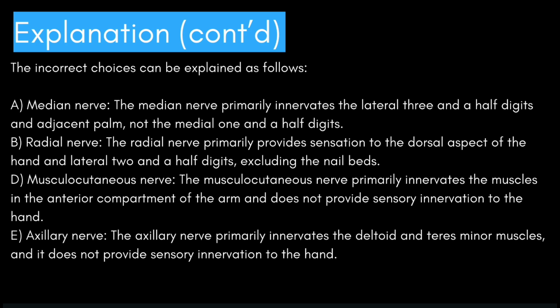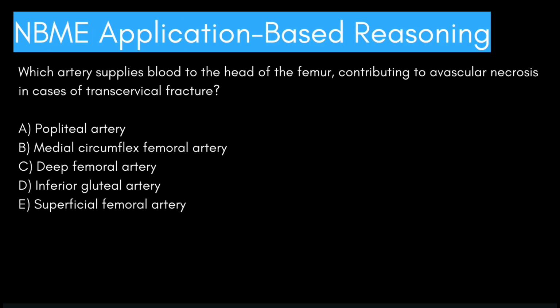Median nerve primarily innervates lateral 3.5 digits and adjacent palm, not medial 1.5 digits. Radial nerve primarily provides sensation to the dorsal aspect of the hand and lateral 2.5 digits, excluding the nail beds. Musculocutaneous nerve primarily innervates the muscles in the anterior compartment of the arm and does not provide sensory innervation to the hand. Axillary nerve primarily innervates the deltoid and teres minor muscles, and it does not provide sensory innervation to the hand. Moving on to the next question.